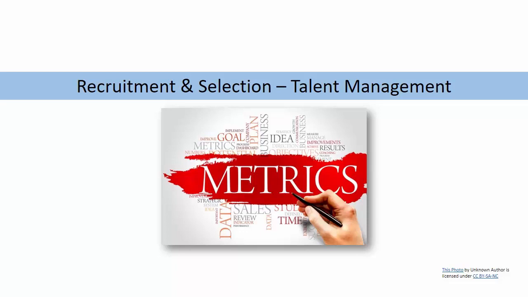Specifically, in this tutorial, we're going to look at some leading metrics, important metrics for the recruitment and selection side of human resources or talent management. By keeping metrics, of course, you're able to see where you're at, assess and evaluate your position at any moment, and then compare that against some sort of established benchmark.